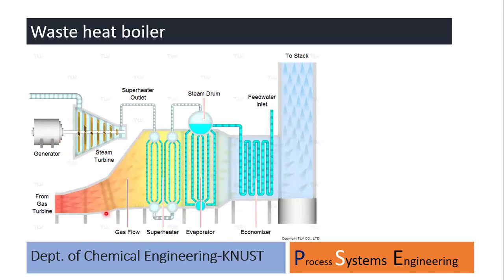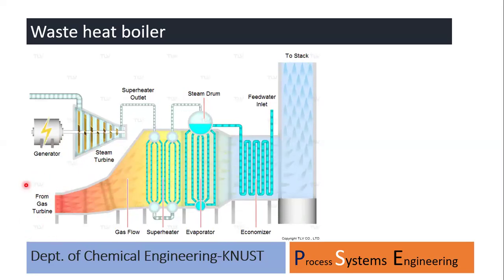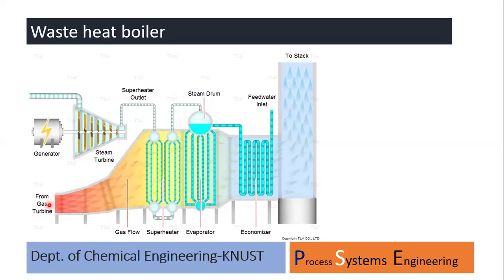So this is an example of what we call a waste heat boiler. Waste heat because the heat's coming from the gas that is leaving the gas turbine. We don't want it to just go to waste. So we are using that heat and we are trying to make our system more efficient.